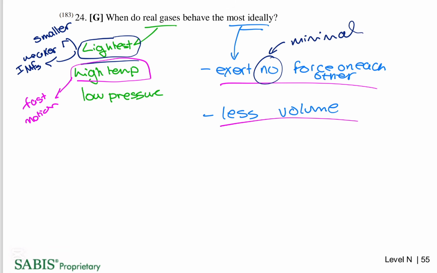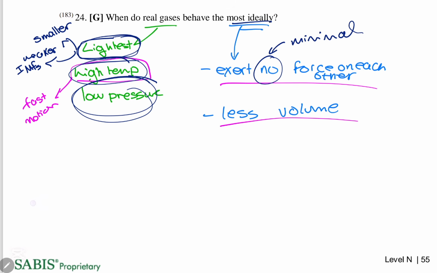All right, what about the low pressure? Very simply, if we decrease the pressure, that means our volume needs to increase. If our volume increases, then the gas will occupy a larger volume, so the molecules are farther apart. When the particles are farther apart, the intermolecular attractions are negligible. The actual size of the molecules is then tiny compared with the total volume of the container. So this is why real gases behave most ideally when it's the lightest, when it has the highest temperature, and when it has the lowest pressure.